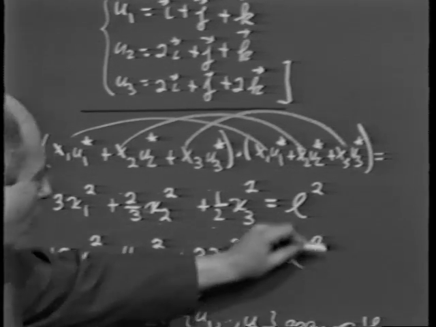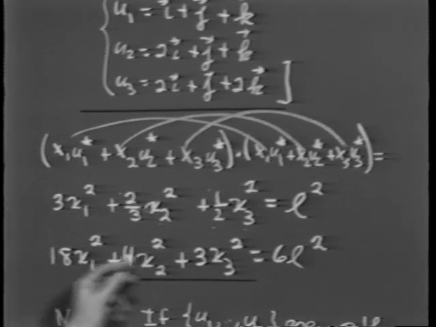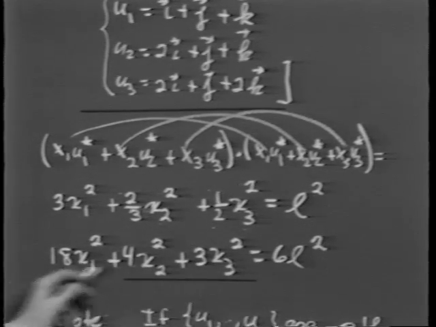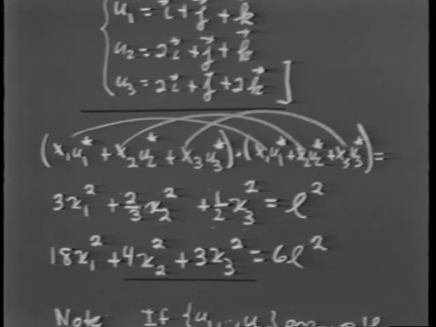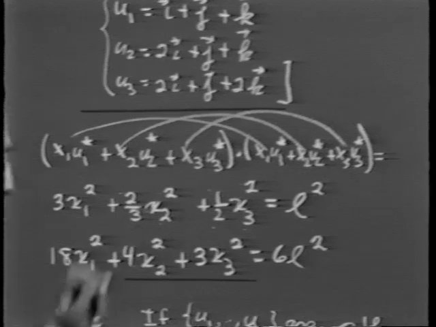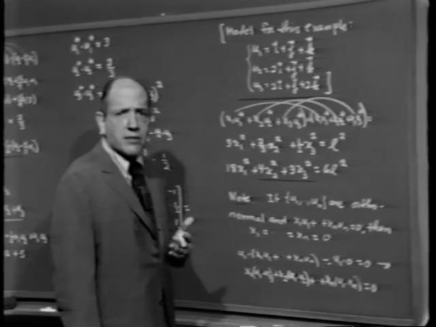If I put everything over a common denominator, I get a very nice equation for an ellipsoid over here. You see, a very nice equation with no mixed terms, just perfect squares appearing over here. The mixed terms drop out. And that's one reason why we like orthogonal bases.